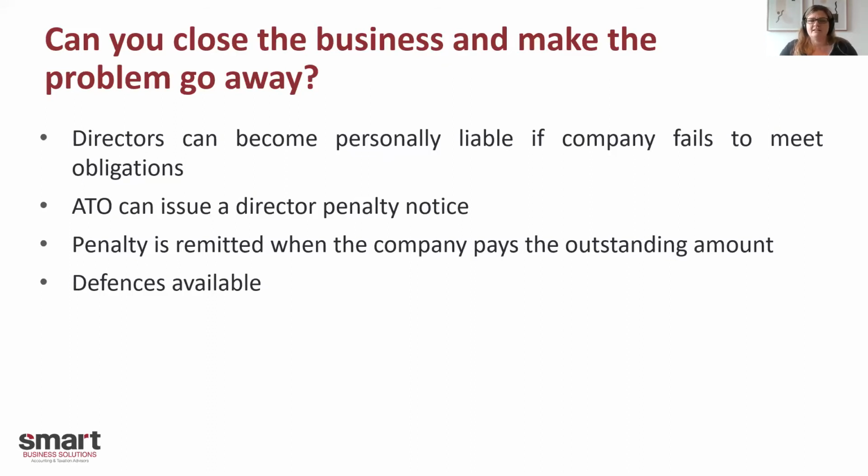I know there are examples of where people say, well, what if I just close that legal entity and make the problem go away, because maybe they've had a lot of subcontractors over the years and all of a sudden it's a concern. Unfortunately, because it is related to employment law and superannuation, directors are personally liable, and the ATO can issue director penalty notices, so that's not going to be one of your options.